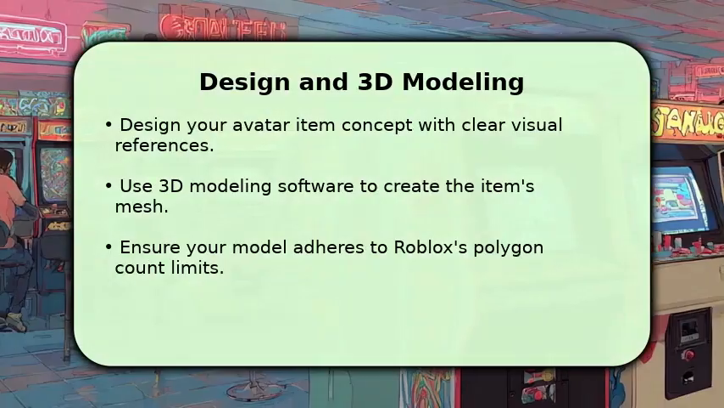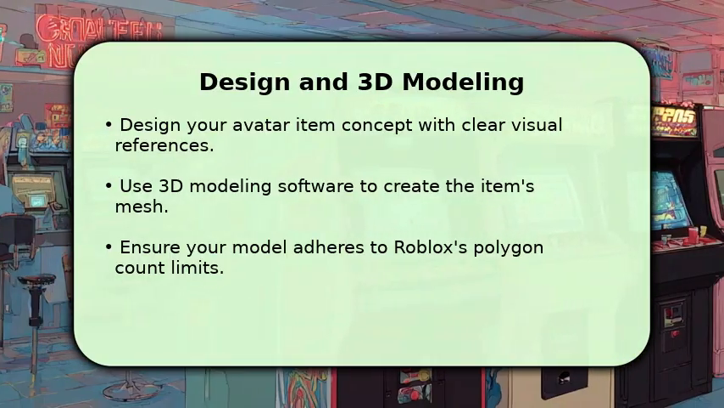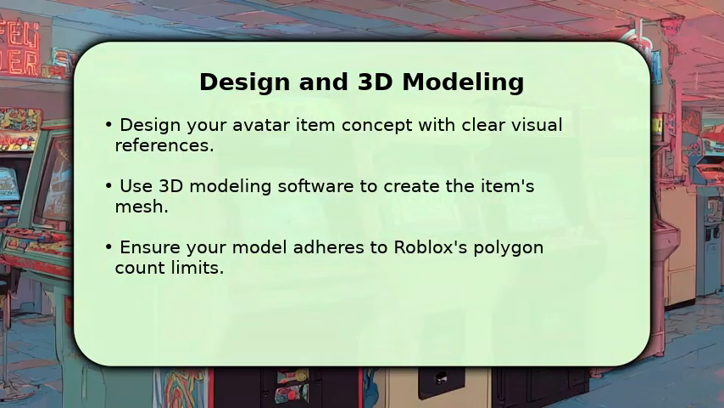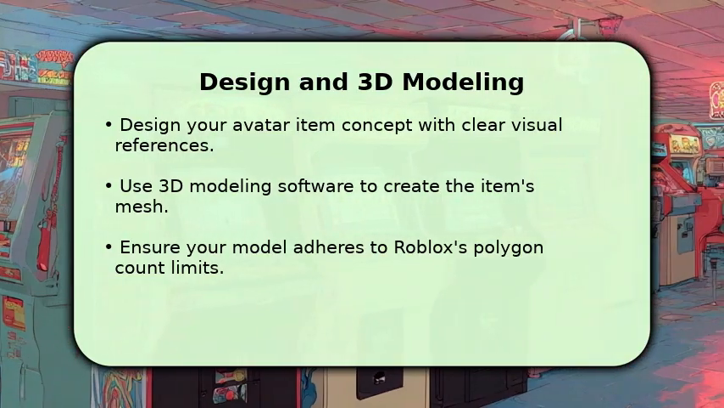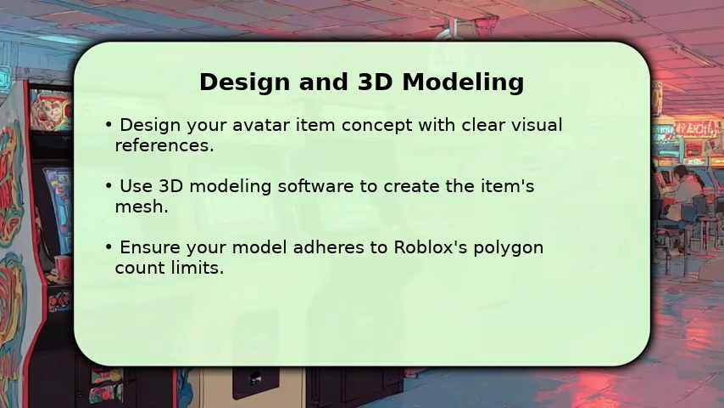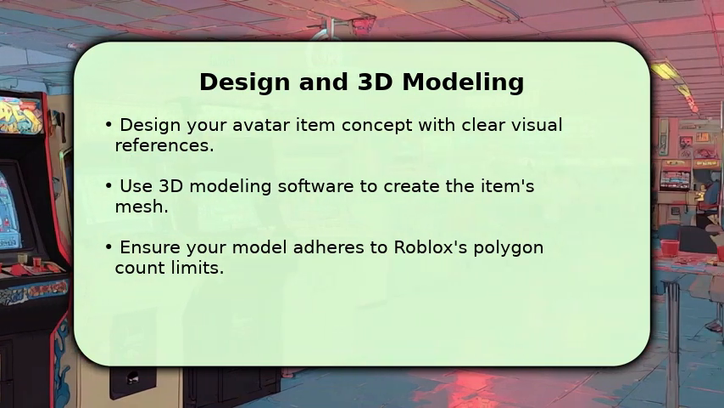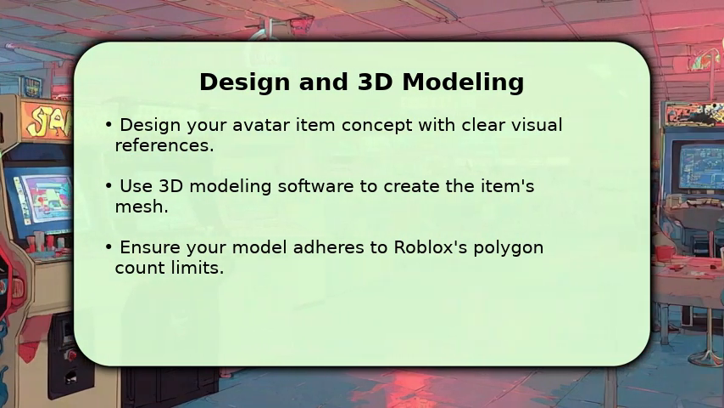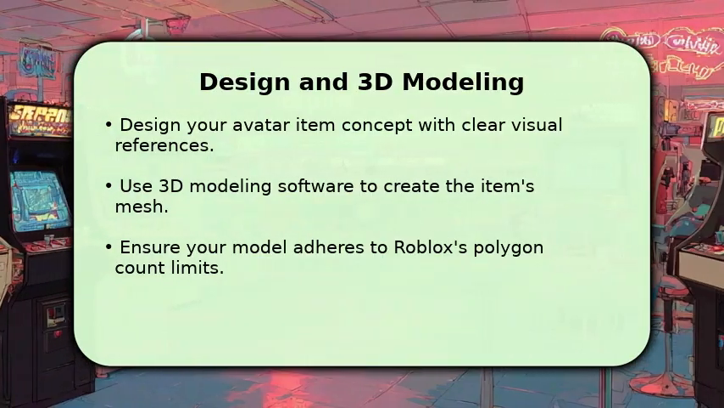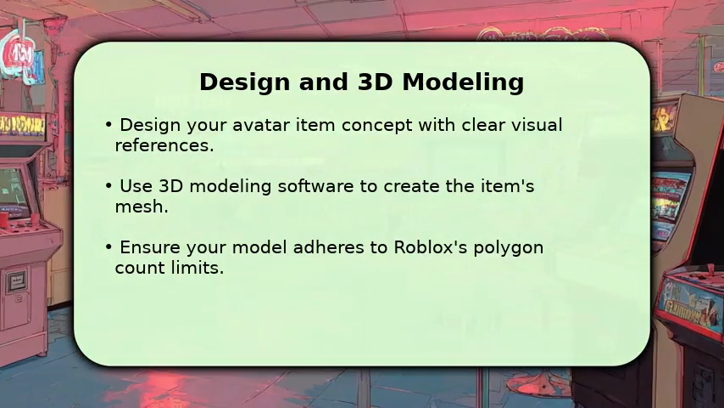Next, we move into the design and three-dimensional modeling phase. Start by sketching out your item concept, gathering visual references to guide your creation. Then, use a program like Blender or Maya to sculpt the item's mesh. It's crucial to keep an eye on the polygon count. Roblox typically recommends keeping meshes under a certain limit, often around 4,000 to 10,000 triangles for optimal performance. This ensures your item loads quickly and looks great in-game.